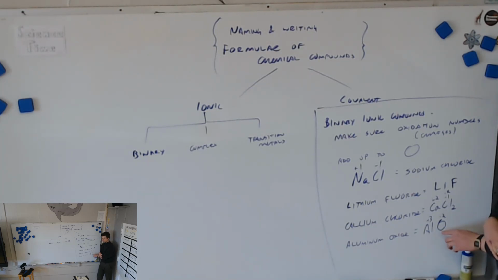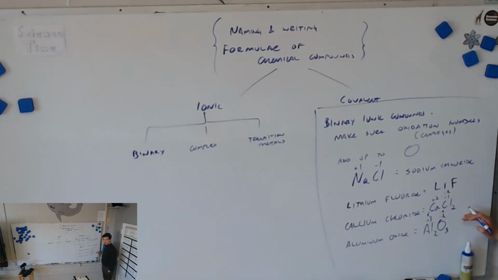So, what can we multiply? What can we get them both to make them add up to the same thing? Six. So what do we multiply the oxygen by? Three. What do we multiply the aluminum by? Two. Al2O3. This is the correct answer. Because 3 times negative 2 is negative 6. 2 times positive 3 is positive 6. They add up to 0.